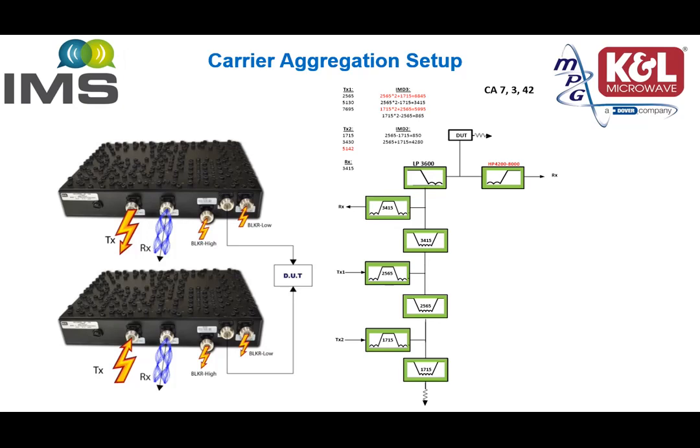CA7342 stands for carrier aggregation: TX1 from band 7, TX2 from band 3, and RX from band 42. In this example, the multiplexer is connected back-to-back to the device under test, performing reverse and forward measurement, allowing the device under test a broadband match from DC to 8 GHz.